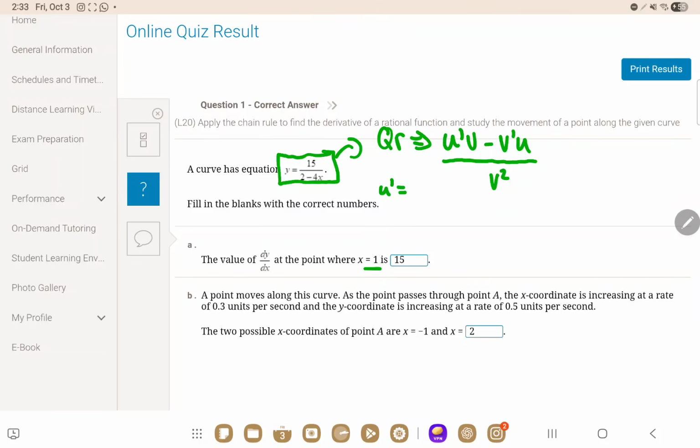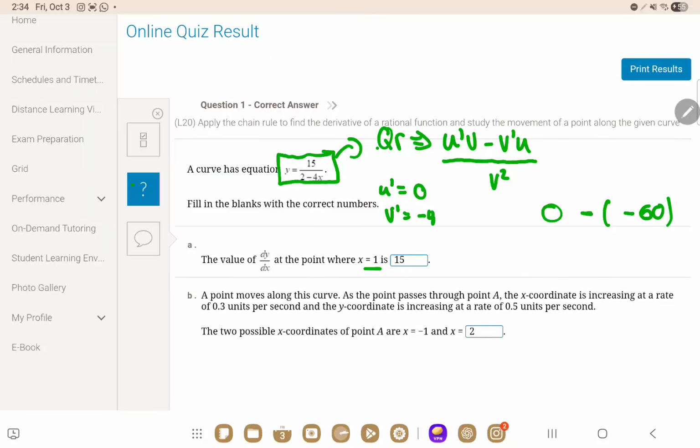U prime is 15 prime, which is equal to 0, and v prime is going to be 2 minus 4x prime, so the derivative of it is just negative 4. So 0 times v, which is 2 minus 4x, minus negative 4 into 15. So 0 times anything is just 0, and negative 4 times 15 is negative 60.